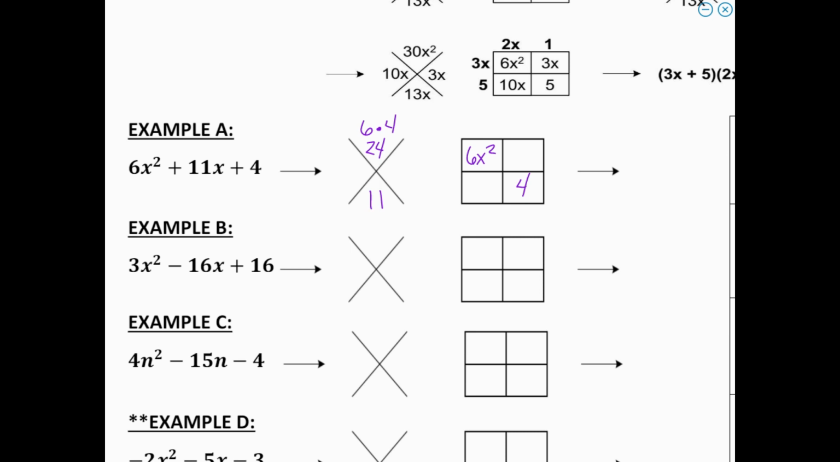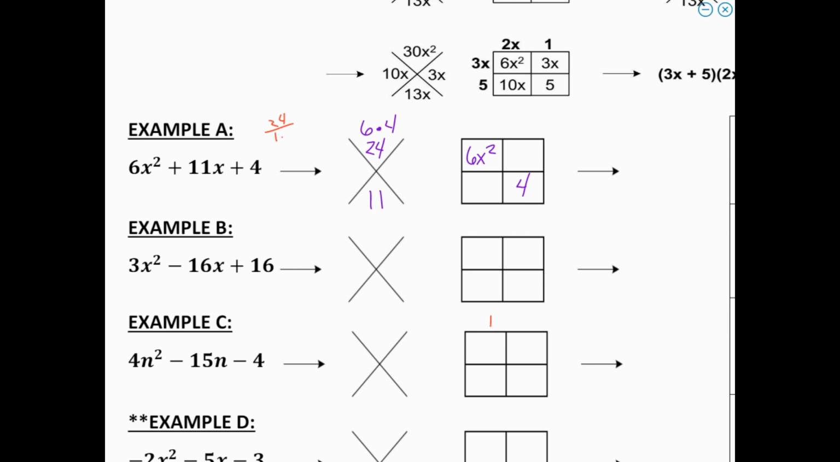So it should look like this. That's just the setting up process. Now we need to figure out what the factors of 24 are. Okay, you might need to make a list over to the side. So I'm going to make a list because we haven't had that as an example yet.